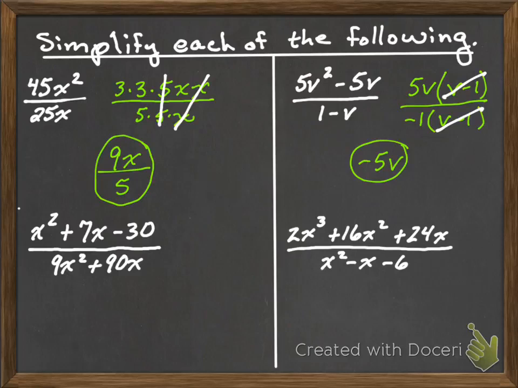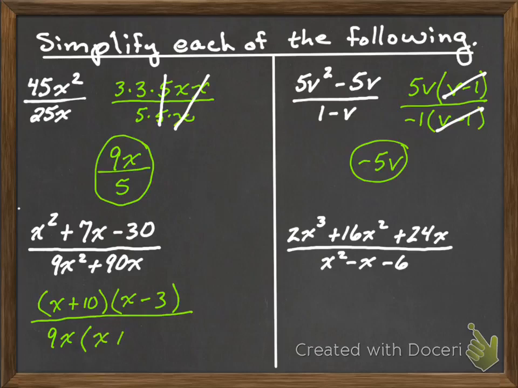All right, so the next problem, we're going to factor the polynomial, and so the numerator does not have a GCF, so we'll factor this down into x plus 10 and x minus 3. The denominator does have a GCF of 9x. Factoring that out leaves you with x plus 10. The x plus 10s will cancel out, leaving us with x minus 3 over 9x.